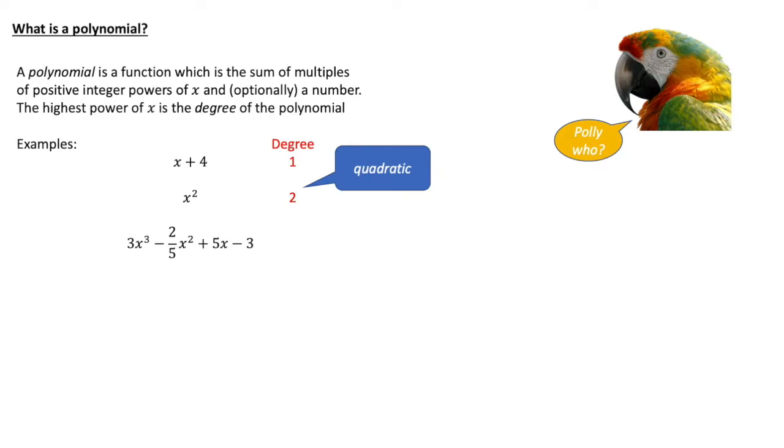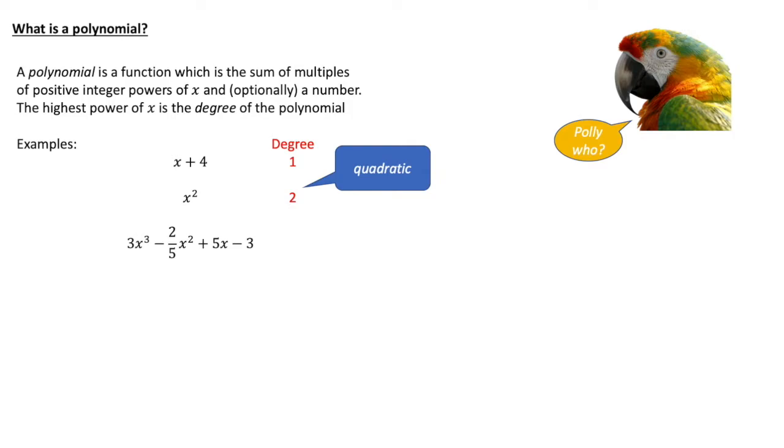Now, jumping into a much more complicated job, we have 3x cubed minus 2/5 of x squared plus 5x minus 3. So, all the powers are whole numbers, or positive integers. We've got x to the 3, x to the 2, x to the 1, and effectively x to the 0, but that's just the number 3.